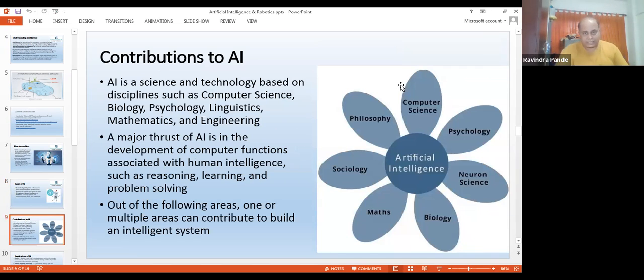AI is both science and technology. It's a combination of science as well as technology. So only an engineer or only a scientist can't do these things. They need to work together. How do they work together? Through computer science. We need to understand some biology, psychology, linguistics, mathematics, engineering. We are trying to build something which is a combination of these. There could be many things, but let's try to understand what this combination means, and how it will help us make a robot.